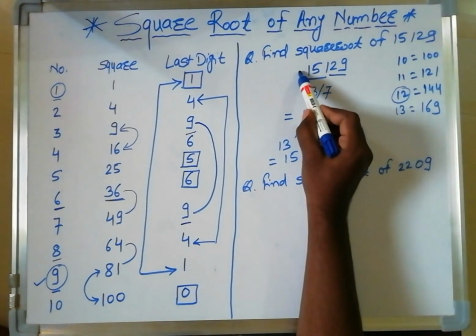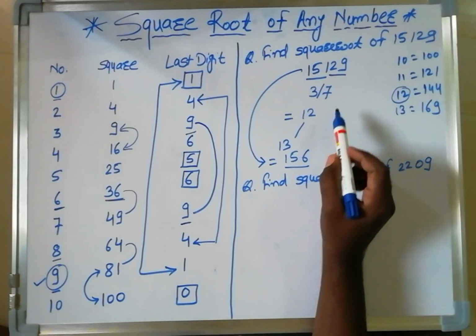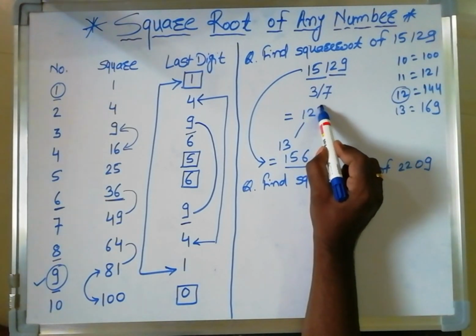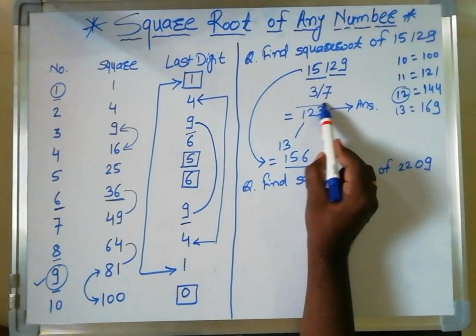Now this 12, if we multiply it with 13, then the answer will be 156. Okay. Now this 151 is smaller than 156. Now we have to consider the smaller number from 3 and 7. So the answer will be 123.